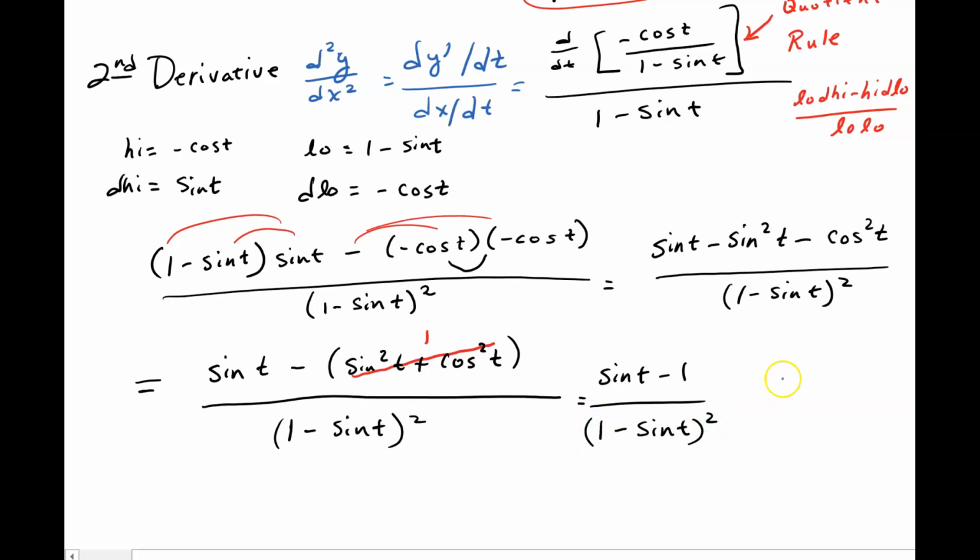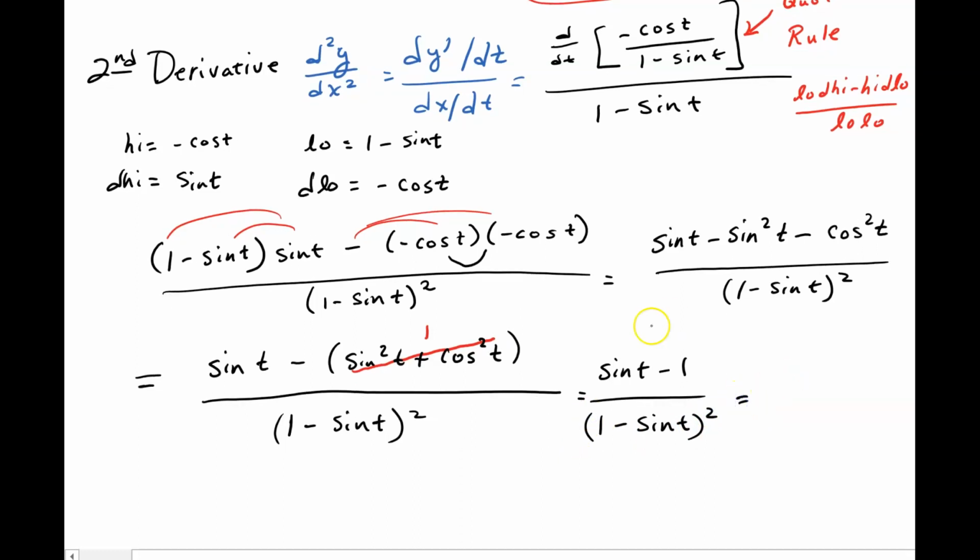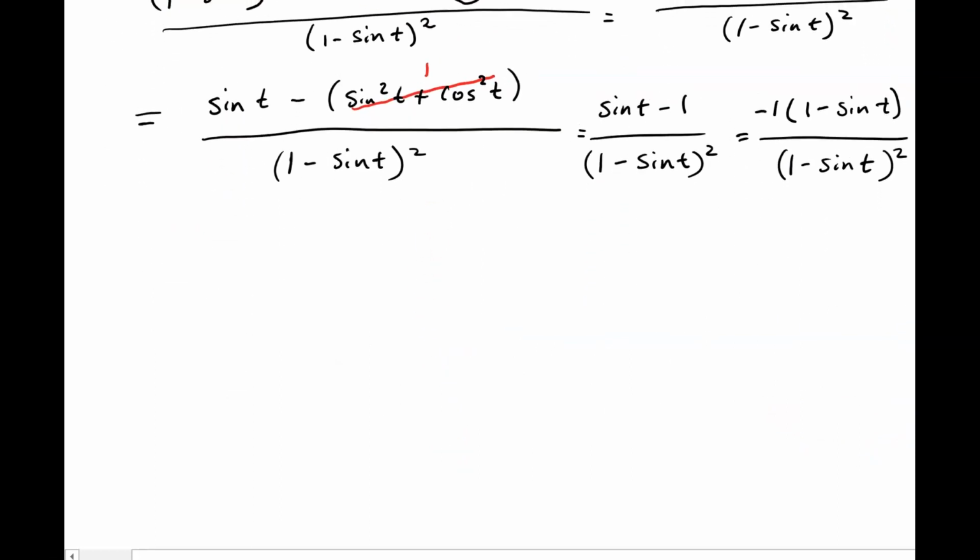Now this leaves me with sine t minus 1 over 1 minus sine t quantity squared. Well, this is really nice because I can just factor out from here a negative 1, and watch what I do when I do that. I'm going to end up with a positive 1 and a negative sign, and that's really neat because it will allow me to eliminate one of the factors in the denominator. Like I said, this one was going to be a little bit more involved. This is going to leave me with a negative 1 over 1 minus sine t, and I'm going to leave it like that.